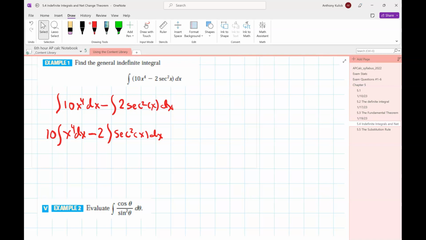Okay. So now let's go ahead and do our antiderivatives. So I'm going to have 10 times, and then the antiderivative of x to the fourth is x to the fifth over 5. Very good. And then what do we need to have after it? Plus c. And then we'll have minus 2 times the antiderivative of secant squared is tangent. Good. And what do we need to have after that? Plus c. Now notice that technically speaking, I probably should have done this, right?